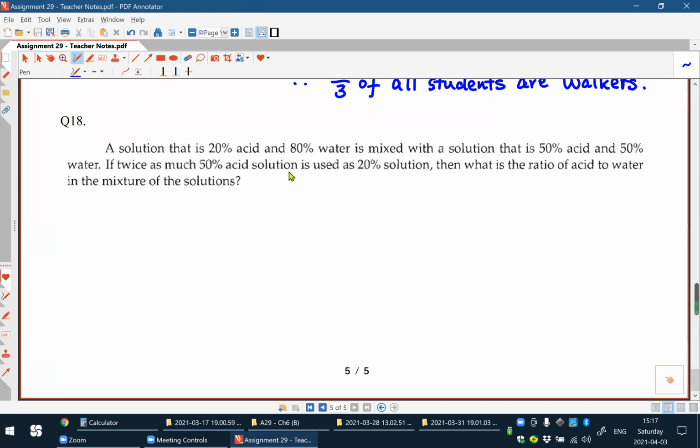A solution that is 20% acid and 80% water is mixed with a solution that is 50% acid and 50% water. If twice as much 50% acid solution is used as 20% solution, then what is the ratio of acid to water in the mixture of the solutions? So basically, we want to make some new solution, right? And this new solution is mixed from two types of solutions. Type A is 20% acid, right? And type B is 80% acid.